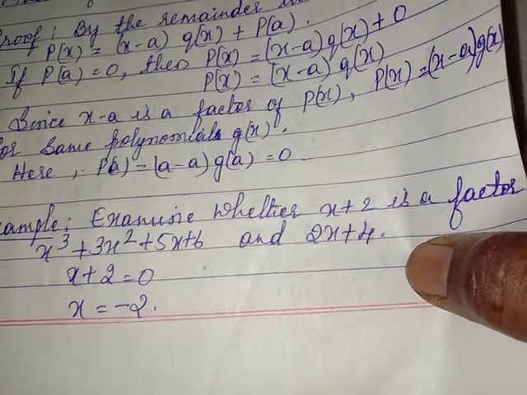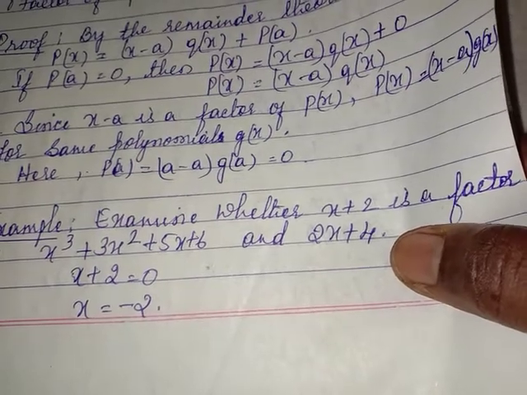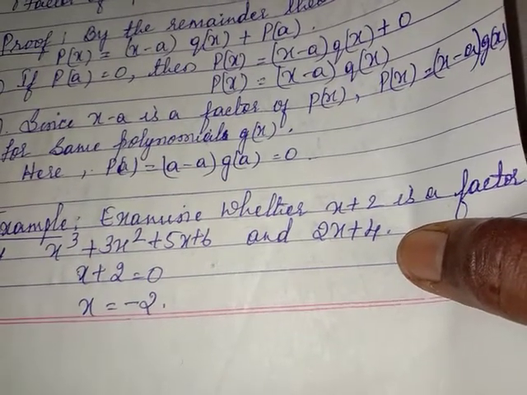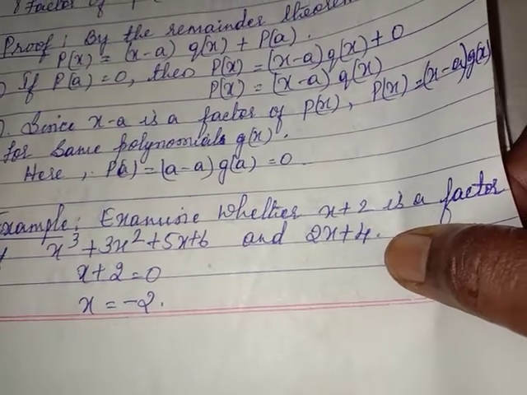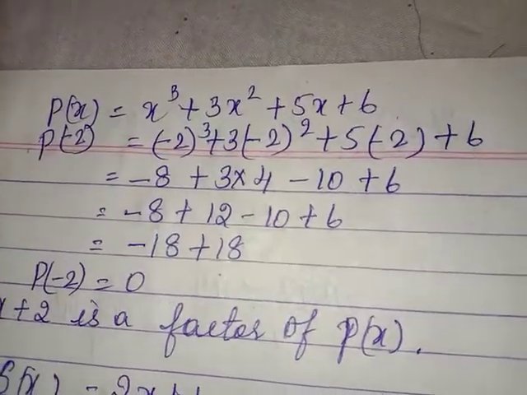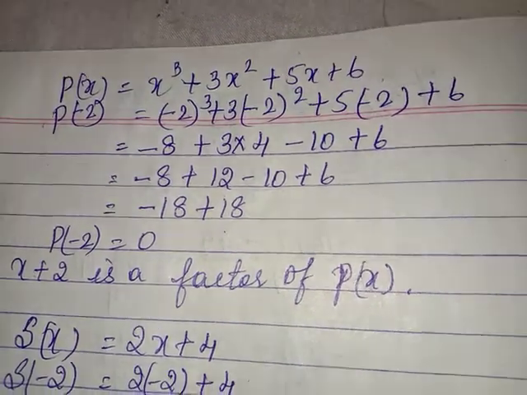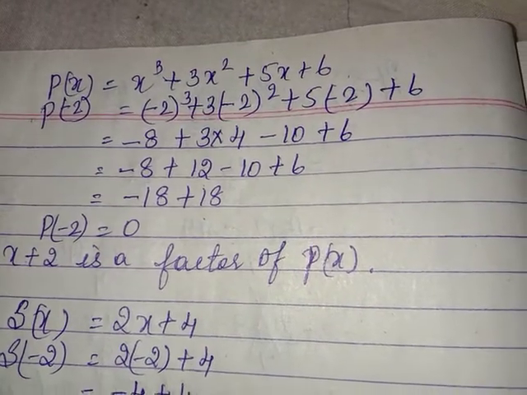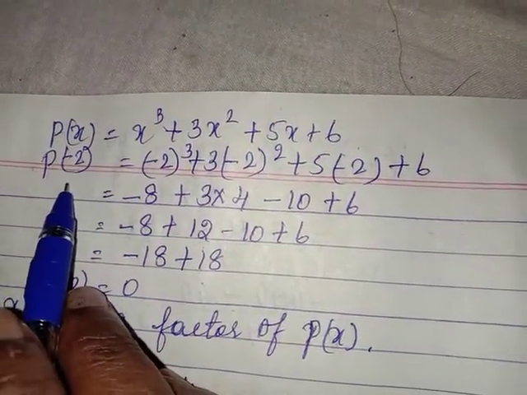and 2x plus 4. Here x plus 2 equal to 0. Is x plus 2 a factor? So let us equate to 0. How much do you get for x? Minus 2. Then p(x) is equal to x cube plus 3x square plus 5x plus 6. In that you have to substitute x is equal to minus 2.